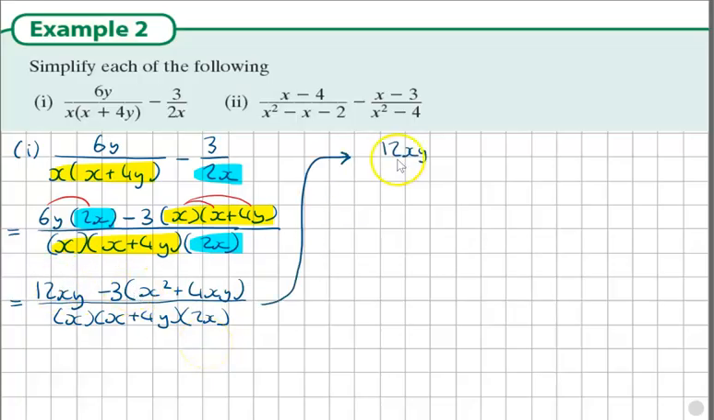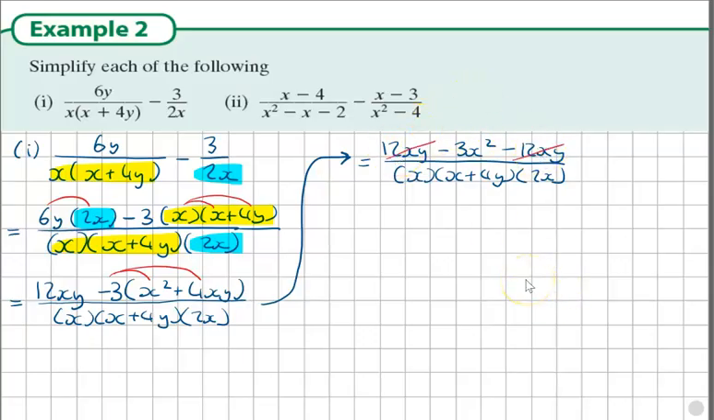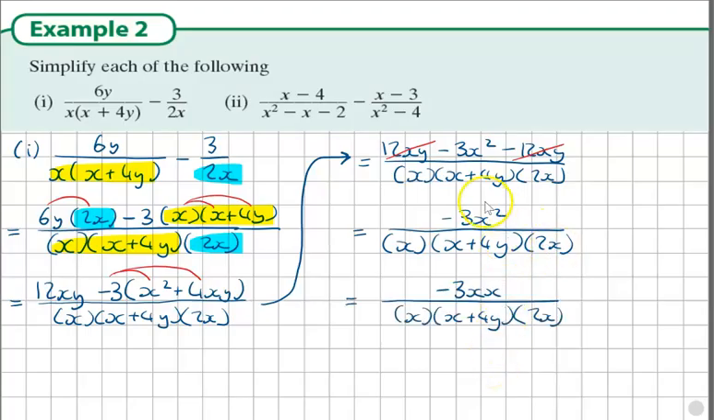So then we have our 12xy. And then minus 3 by x squared is minus 3x squared. And minus 3 by 4xy is minus 12xy. And again, that's all over the common denominator. Hopefully you can notice that 12xy and minus 12xy will cancel. So we've got minus 3x squared all over x times x plus 4y times 2x. Now minus 3x squared is really minus 3xx.